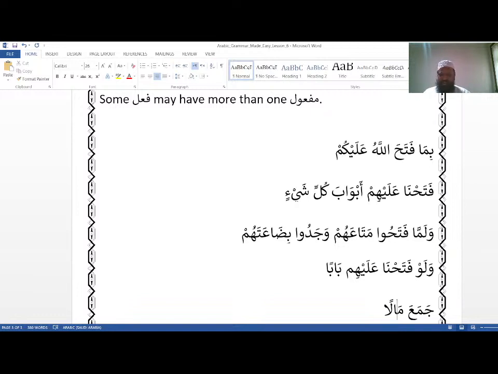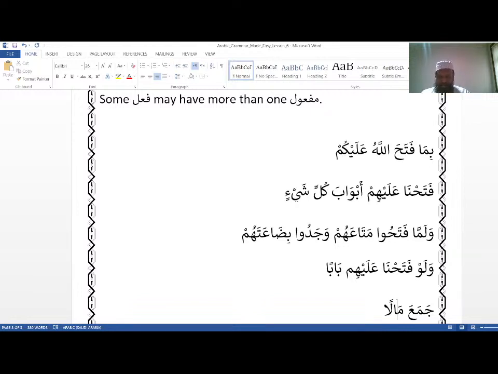What is the fa'il here? Jama'a. First, we look for a solid ism having dhamma on it. If we find one, we make that the fa'il. If not, go back to the fi'l and look for the fa'il there, because this is the first sigha. Remember, the fa'il of the first sigha mudhakkar is, yes, huwa.